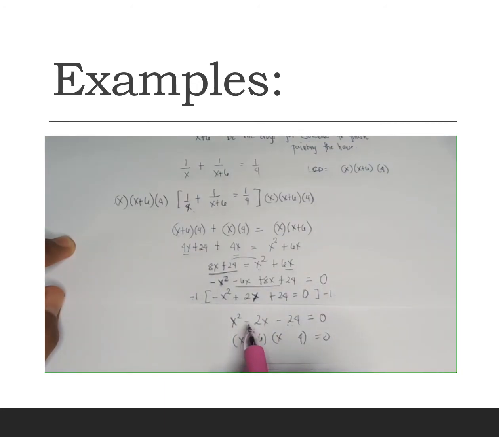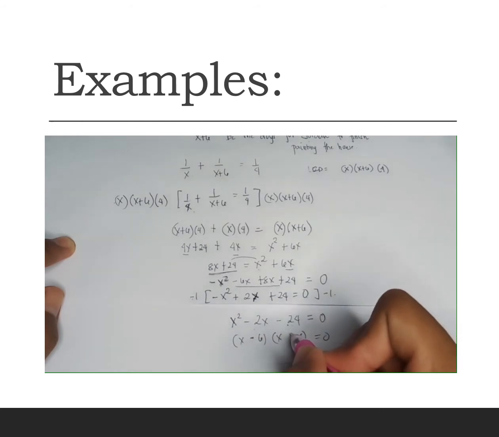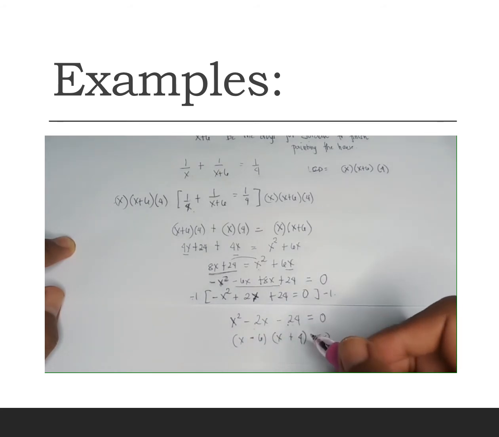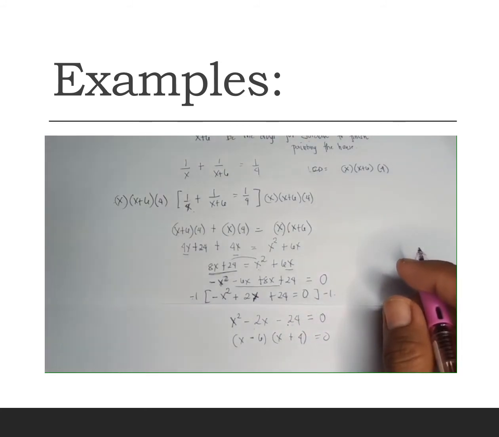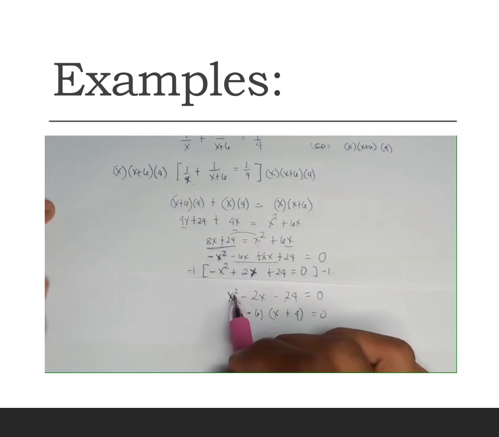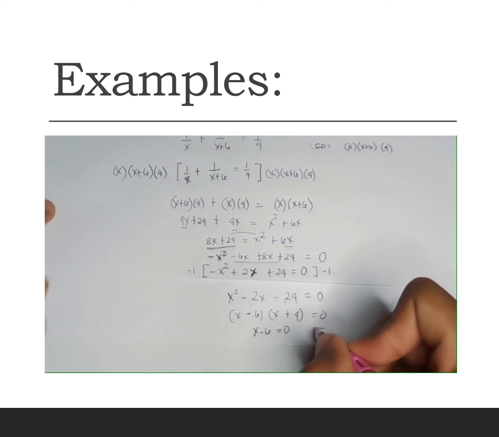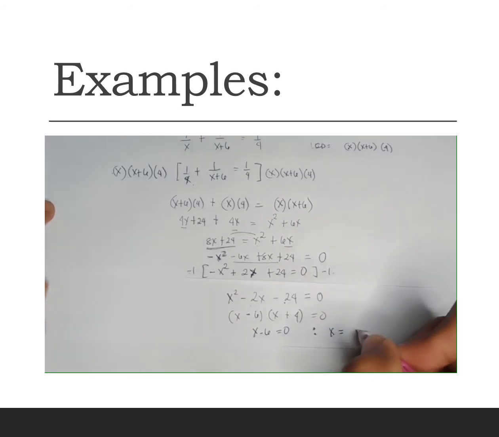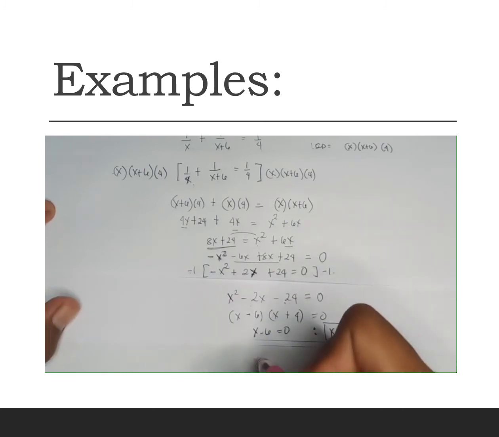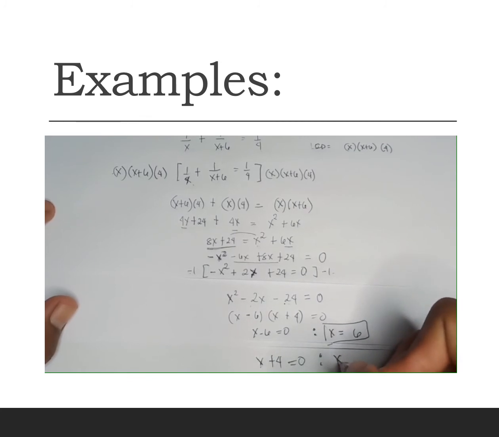What is the sign of our middle term? Negative. So the sign of the larger factor should be negative. This is positive. So using the zero product property, we get the roots of the quadratic equation x squared minus 2x minus 24 is equal to 0. We have x minus 6 is equal to 0, so x is equal to positive 6. x plus 4 is equal to 0, so we have x is equal to negative 4.